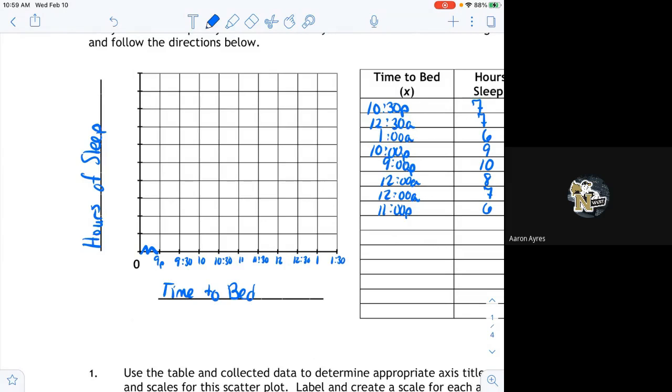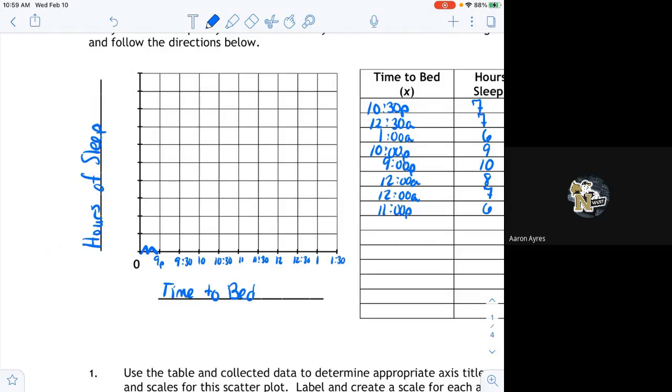All right, now we've got to figure out a scale for the y-axis. This is a turn and talk opportunity. You're going to turn to your group mates and talk and figure out what would be a good scale for the y-axis here. How many hours should each of these marks represent on the y-axis?